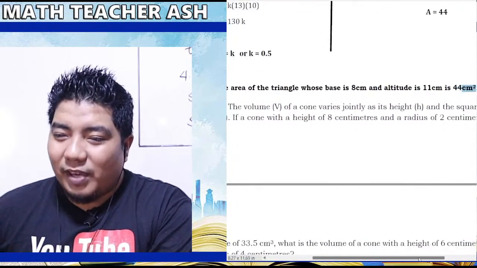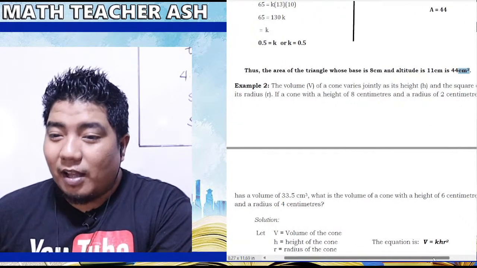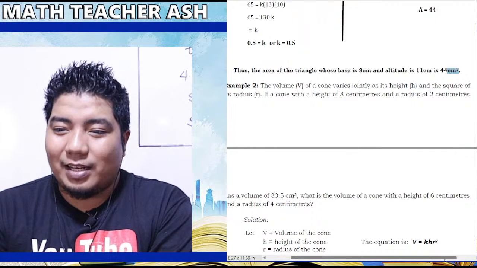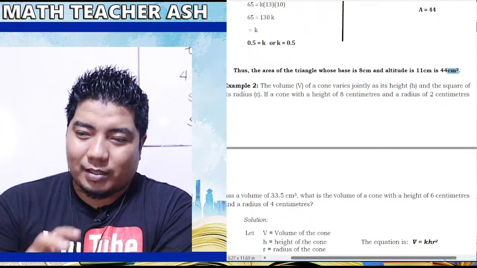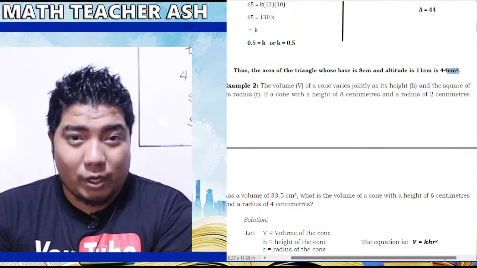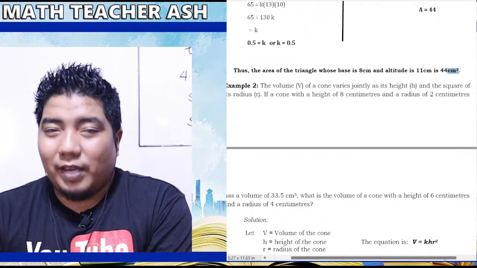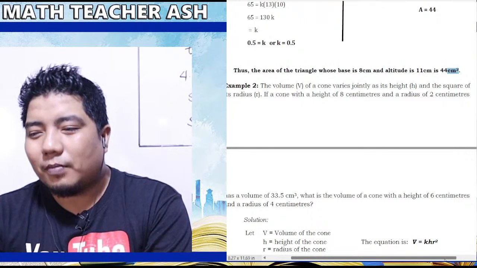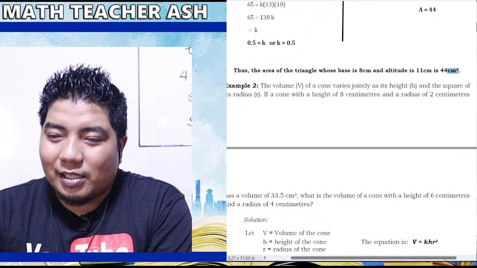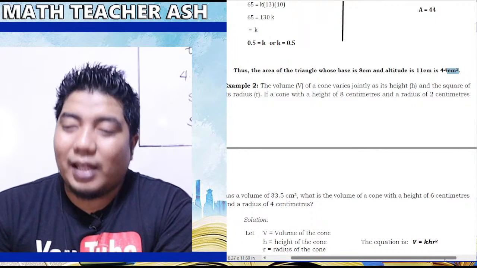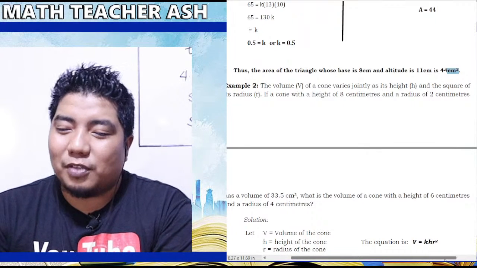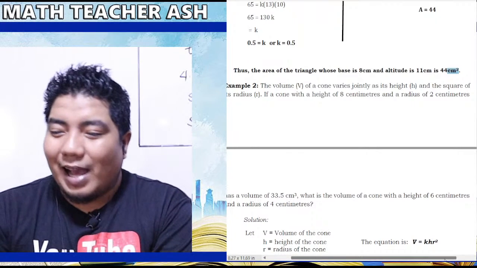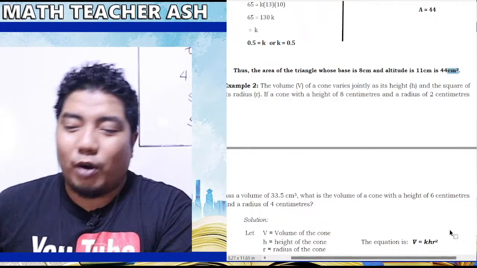We have here the volume V. Alright. So the volume V of a cone varies jointly as the height and the square of the radius. So that is h times r squared. Okay, because square of the radius. So V is equal to k h r squared. Okay. Now, statement here is if a cone with a height of 8 centimeters and a radius of 2 centimeters has a volume of 33.5 cubic centimeters, what is the volume of a cone with a height of 6 centimeters and a radius of 4 centimeters.